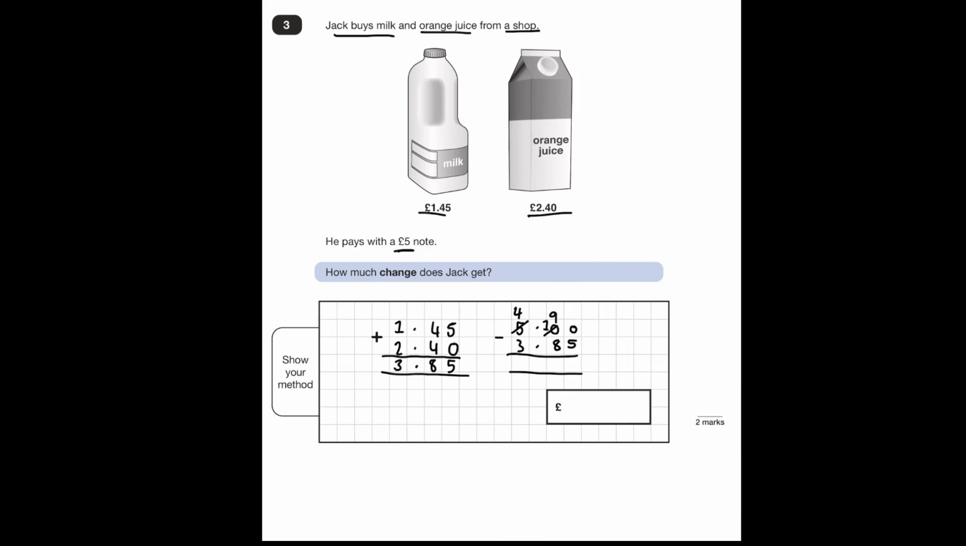10 hundredths minus 5 hundredths is equal to 5 hundredths. Nine tenths minus 8 tenths is 1 tenth, and 4 minus 3 is equal to 1. And therefore he had £1.15 change.